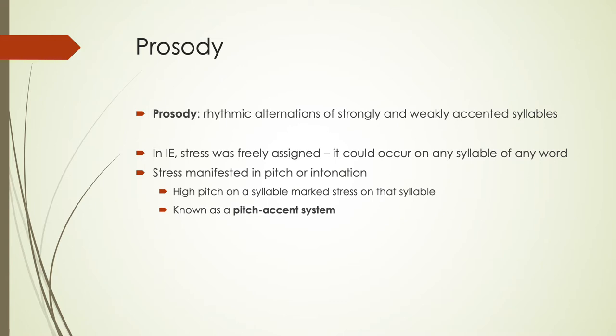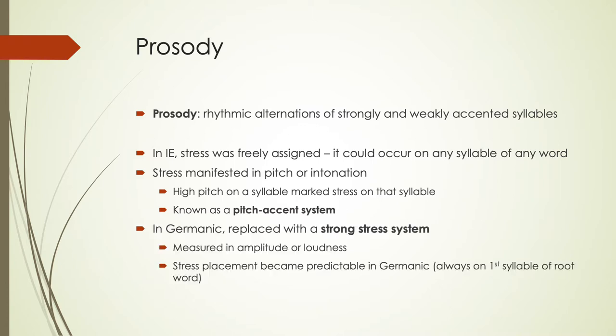Stress manifested differently in Indo-European than in Germanic languages today. During this time, it would have been what's known as a pitch accent system, where stress is manifested in pitch or intonation. You mark stress by having a slightly higher pitch on the stressed syllable of the word. By the time we get to Germanic, this is replaced with a strong stress system, similar to what we do in English, where we measure stress more in amplitude and loudness. We tend to draw out the syllable a little longer, and it tends to be louder than the syllables around it. So rather than raising pitch, we tend to raise volume and stretch it out a little longer.